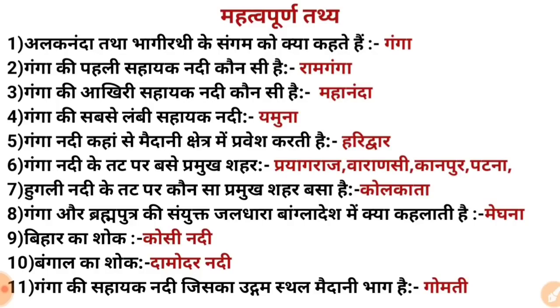Next, which river is called the sorrow of Bihar? Kosi River. Kosi River is notorious for changing its course, and it is called the sorrow of Bihar. Next, which river is called the sorrow of Bengal? Damodar River is called the sorrow of Bengal. Next, the tributary of Ganga whose origin is the plains.